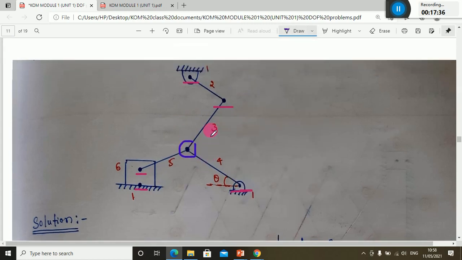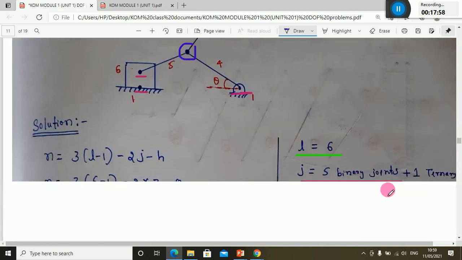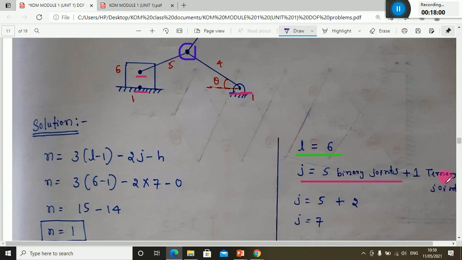Is this a binary or a ternary joint at this point? Ternary joint, because kinematic links 3, 4 and 5 are joining at the same point. As I said, if 3 links are joining at the same point, that joint is considered a ternary. So you can see one ternary joint. Just convert one ternary into binary. As I gave in the note, one ternary joint means 2 binary. 1 into 2 gives 2.